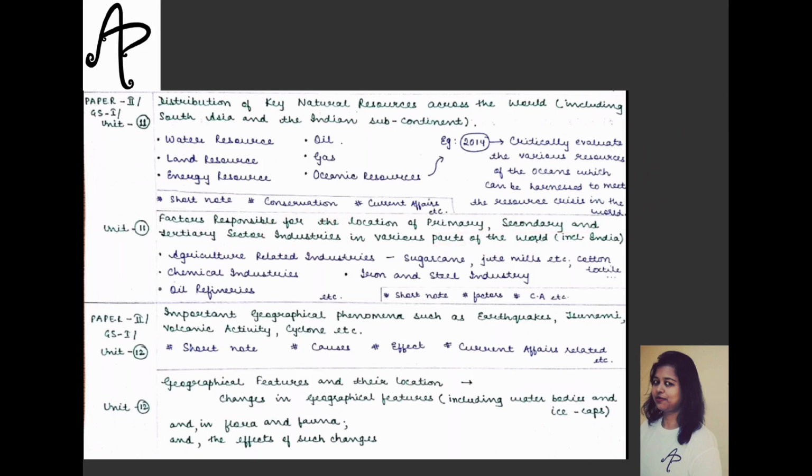For example, you can talk about agriculture related industries like sugarcane, jute mills, etc. Cotton textile का हो गया, chemical industries हो गई, oil refineries हो गई, iron and steel हो गई. So on all of these you can have short notes, the factors responsible for the location and any current affairs related to them. Next you see is unit 12.